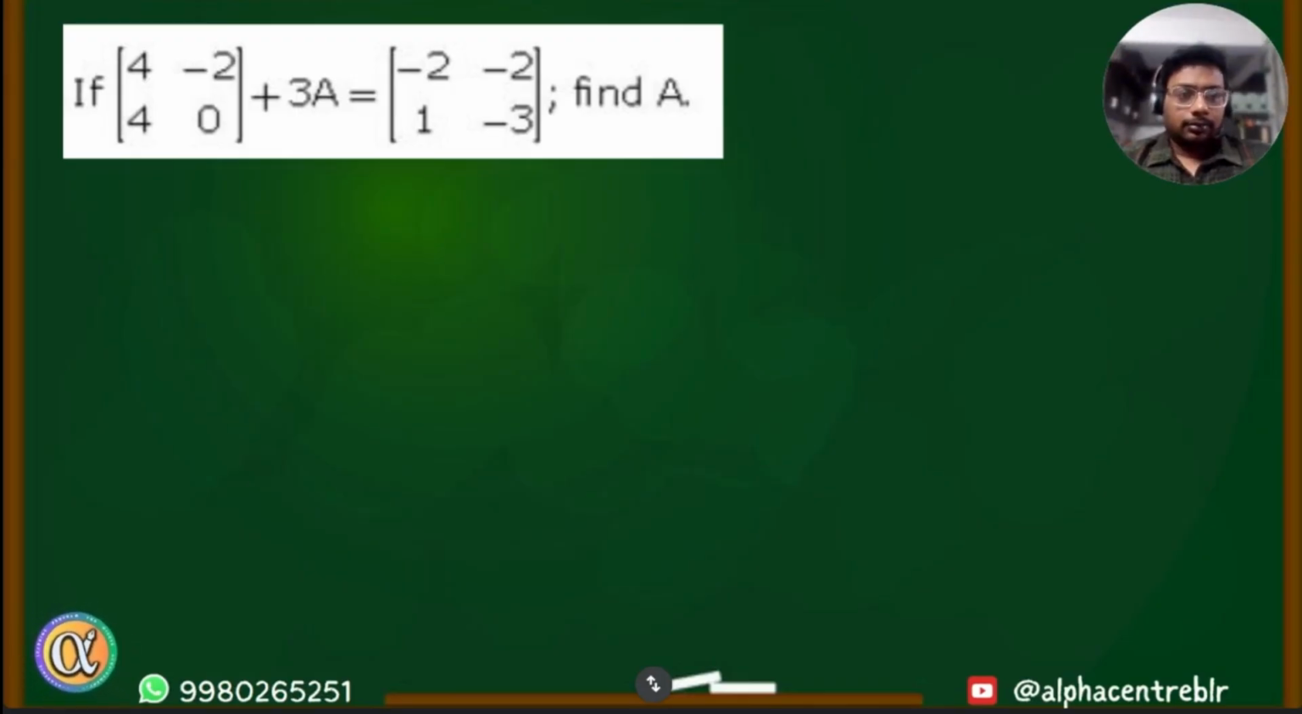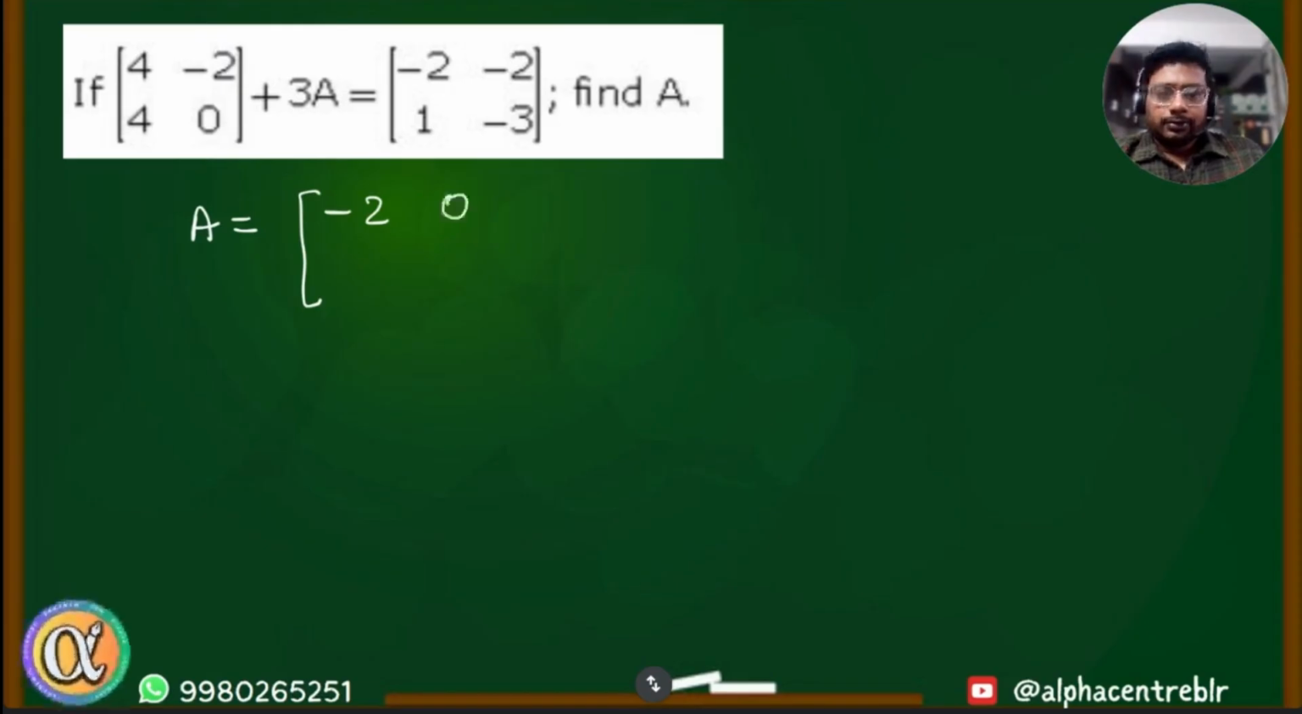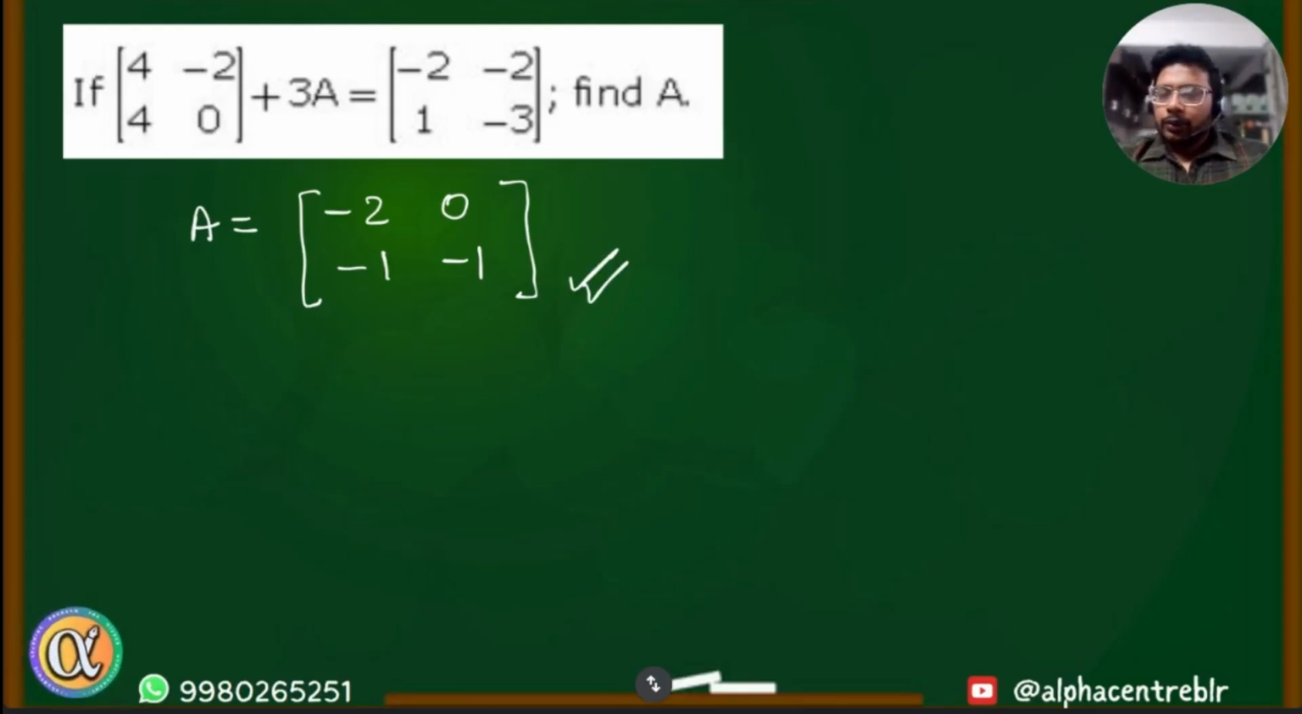I got it. Okay, tell me your answer then. Minus 2, 0, minus 1, minus 1. You can verify, Maria, if it's the same. Then we'll check. You got the same? I forgot to divide it by 3. I got the answer. Okay, this is correct. So we'll move on to the next question.